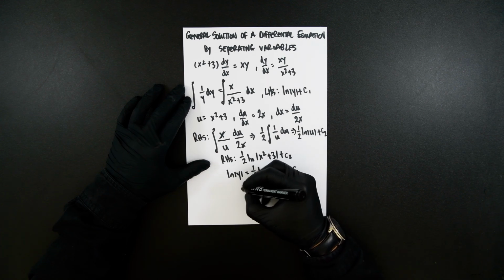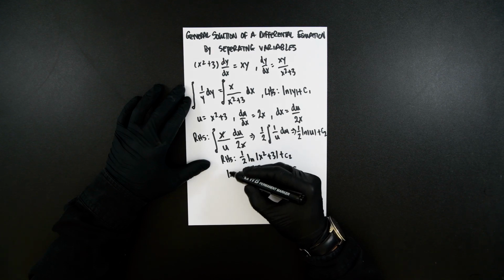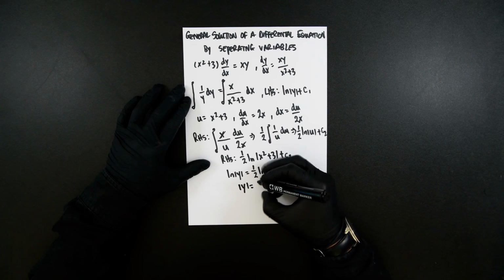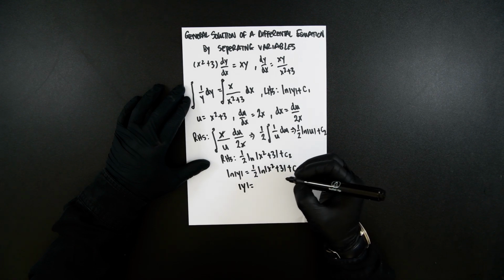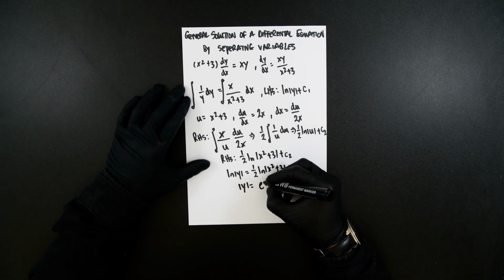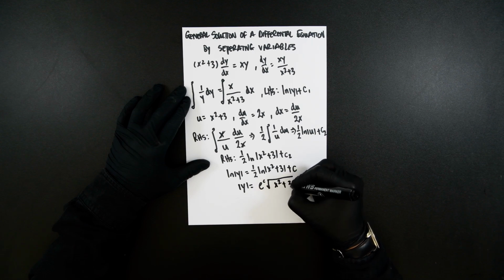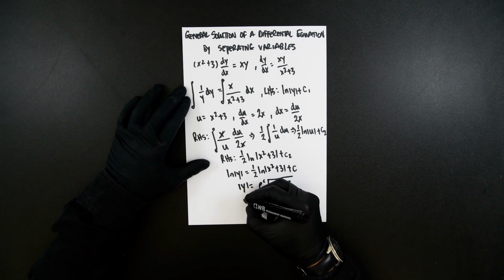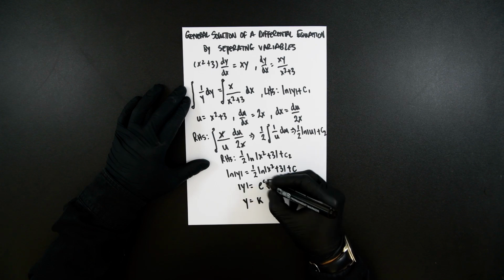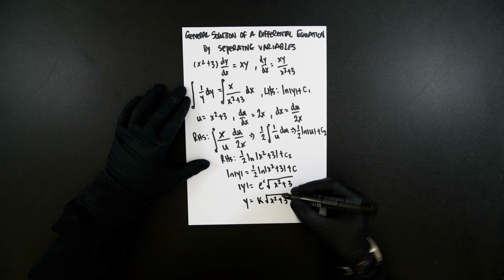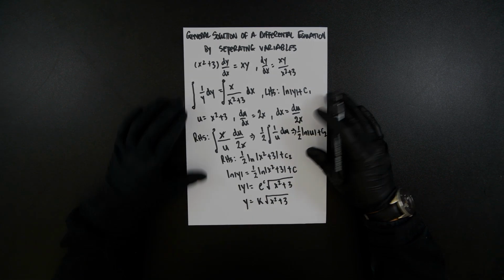But then if you do that, e to the power of ln y would just become y equals e to the c times the square root of x squared plus 3. Or if I write it generally, it would be y equals some constant e to the c times the square root of x squared plus 3. And then you're done.